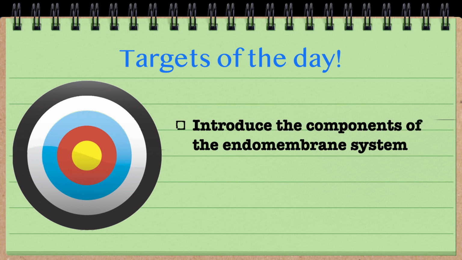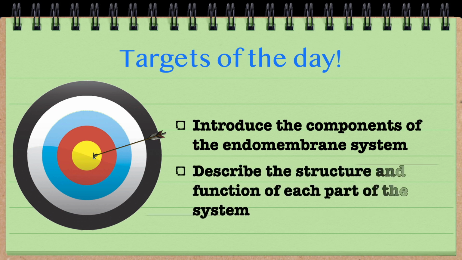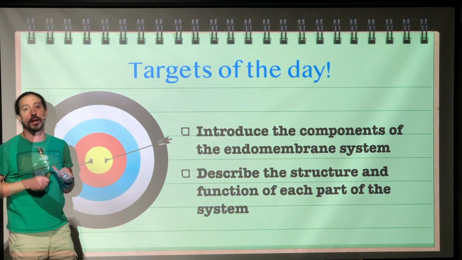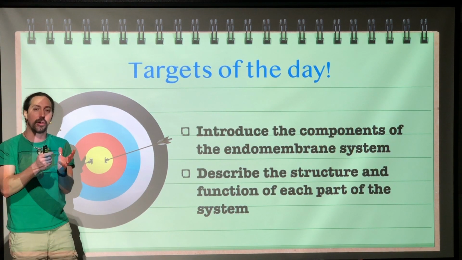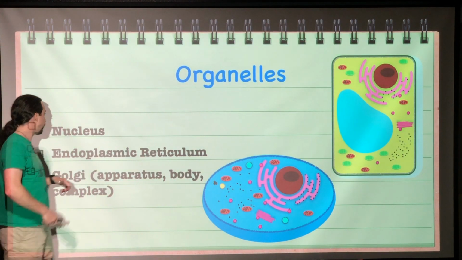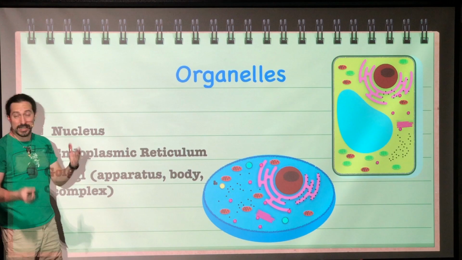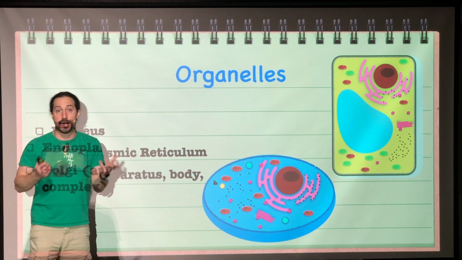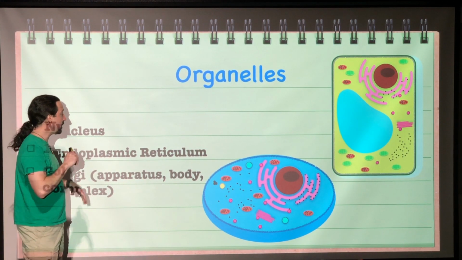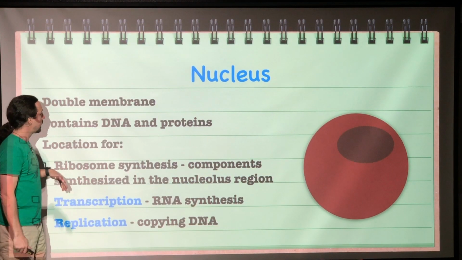Target of the day is just to introduce the components that make up the endomembrane system. The second target is to describe the structure and function of each part of our system. So we are just going to look at what they are, and then we're going to describe what they do. So first, the organelles that are involved. Well, it's the nucleus, found in both plant and animal cells. It is the endoplasmic reticulum, and it is also the Golgi bodies, apparatus, complex. It has different names, but you could just actually call it the Golgis. That works as well.